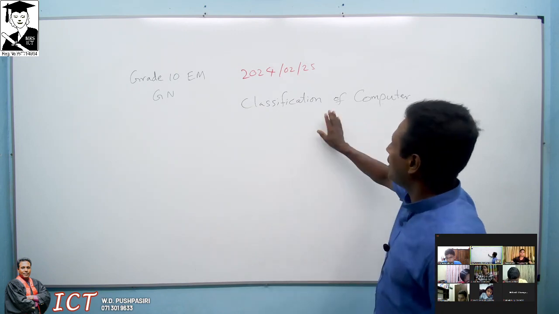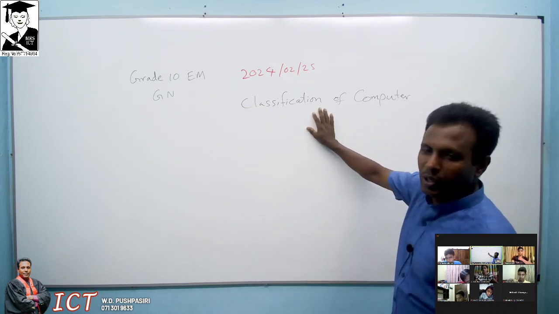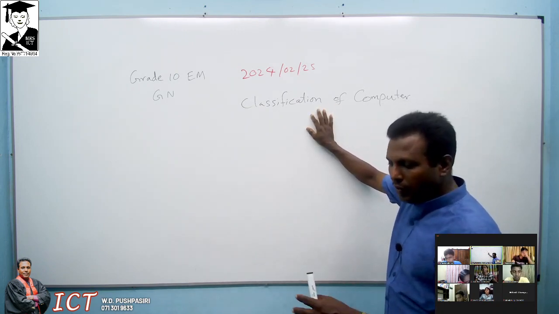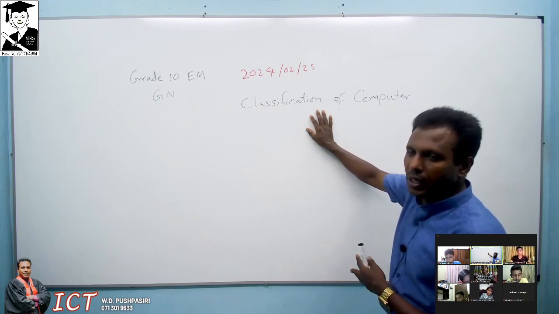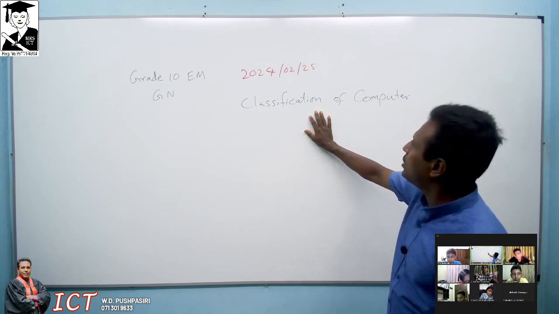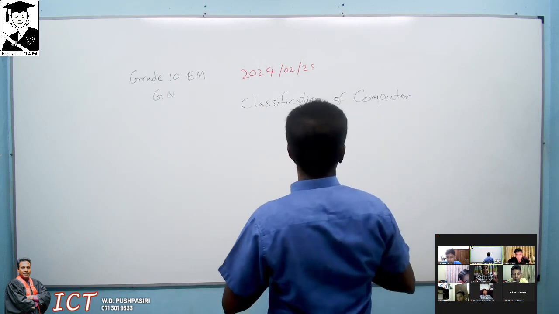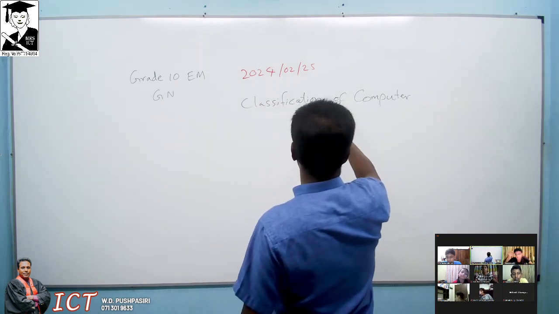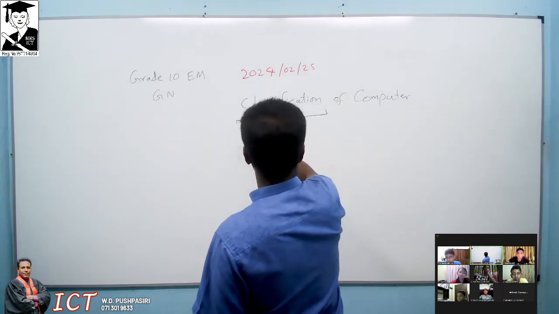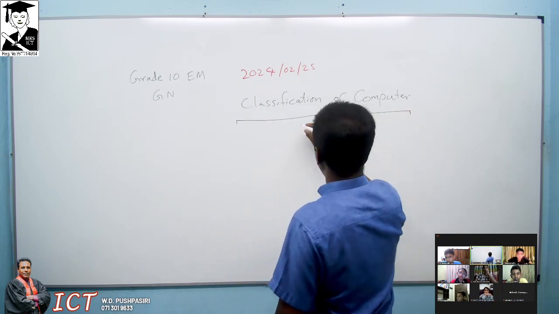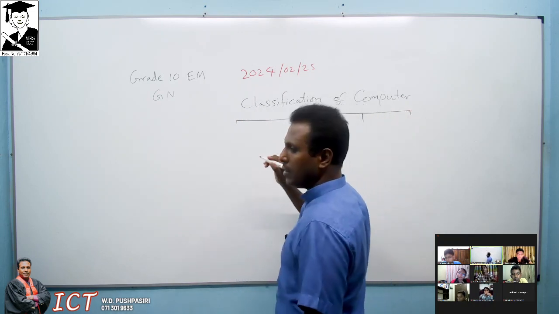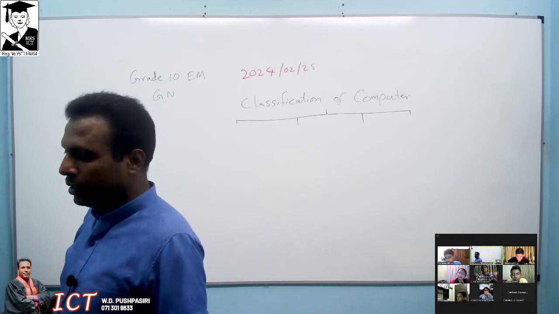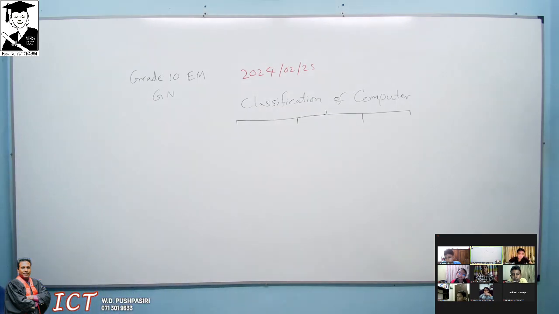Right. Classification of computer. So now here we are going to divide the computer into certain areas, right? Categories. How many categories can there be? Now according to your book, it is showing 2.